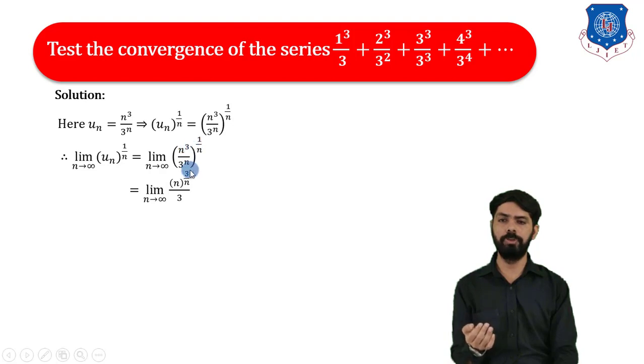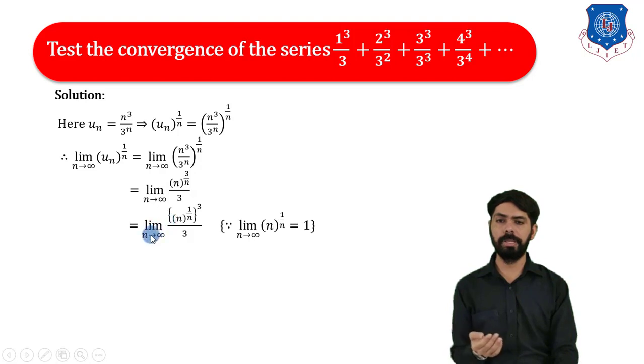so it will be n raised to 3 into 1 by n, so it will be n raised to 3 by n, and here divided by 3 raised to n raised to 1 by n, so it will be 3 raised to n into 1 by n, so n cancels out, so it will be 3 raised to 1, so here it will be 3. So this can be written as limit n tends to infinite (n raised to 1 divided by n) whole raised to 3 divided by 3.